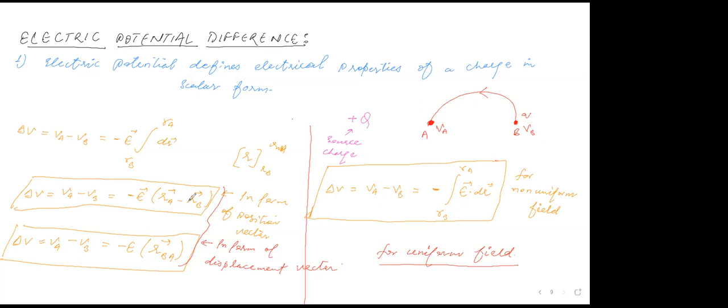Next point, electric potential. Electric potential is defined as the work done in bringing a unit positive test charge from infinity to the point against the electric field without acceleration. V is equal to W by Q.